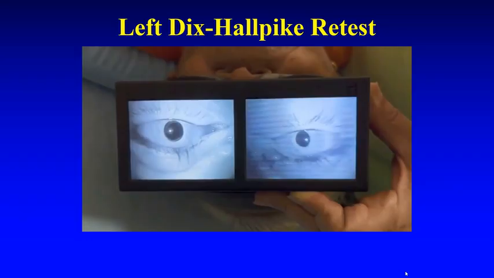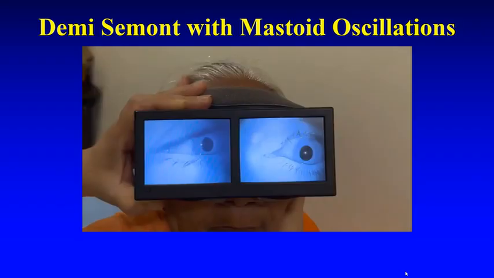And now we have a re-switch. The particles from the left horizontal semicircular canal, after the treatment with the Gufoni maneuver, have switched to the non-ampullary arm of the left posterior semicircular canal. So what did we do? We carried out a demi-Semont maneuver with mastoid oscillations. That is mastoid oscillation augmented demi-Semont maneuver.